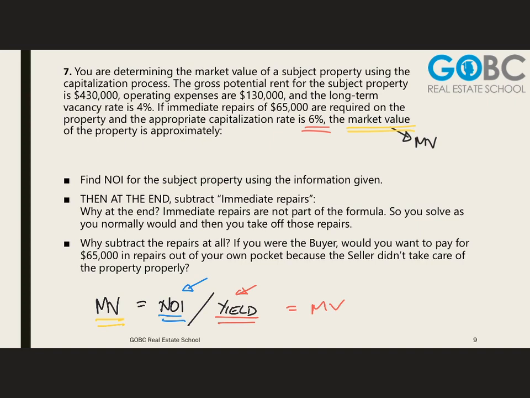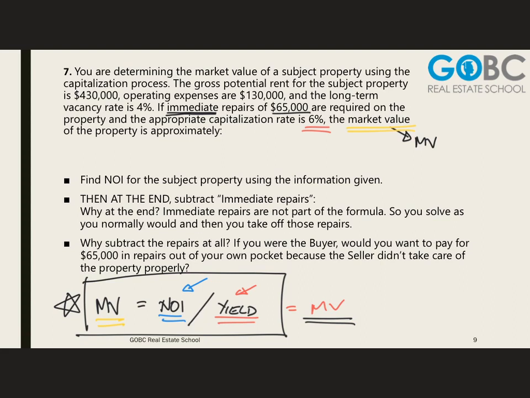There are immediate repairs mentioned in the question, and I know that sometimes when they use that word immediate, it makes you want to immediately take care of it. Don't be misled by that. The repairs part of this question is nowhere in this formula. So we have to use this formula to solve for our market value first, and then we subtract those repairs off at the very end. And why are we subtracting the repairs off anyway? Well, because if you were the one going to buy the building, you wouldn't want to have to pay $65,000 for a building that you just purchased. You'd want the seller to take care of that cost because they didn't take care of the property properly when they were the owner.